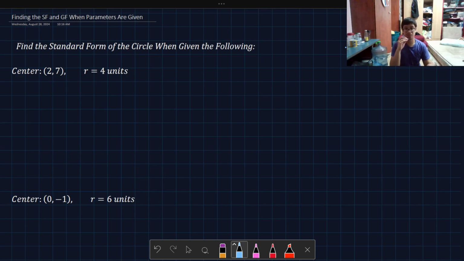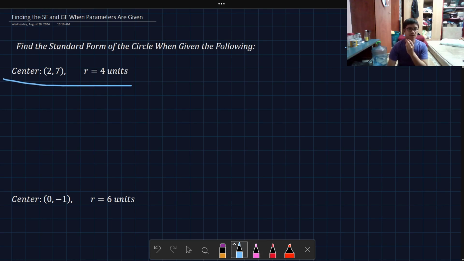This is actually useful because in here, we will be learning how to find a standard form when we have given coordinates of the center, and then we have a given length of a radius. So with that, that's what we're going to do today. So let's proceed. So how are we going to find a standard form for this given?